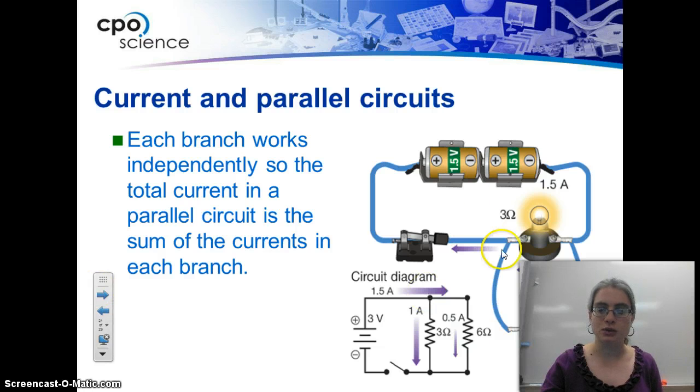So each branch works independently. So if this one goes out, this is still going to stay on. This is still a complete circuit at that point. Likewise, if this goes out, all the current will travel through to this bulb. So it allows a backup plan.